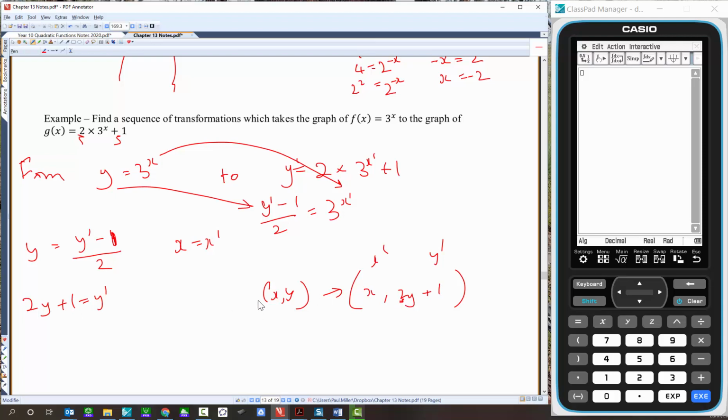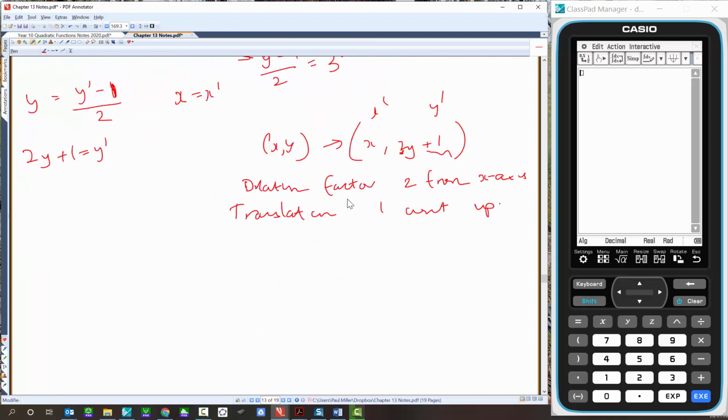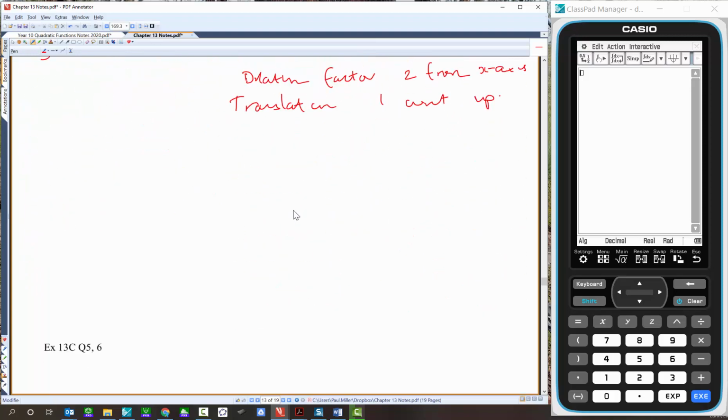All right, what's happened to y first? It's been multiplied by 2, which means it is a dilation factor 2 from the x-axis. This is a plus 1, this is a translation 1 unit up. Right, so there's your exercises 3C, questions 5 and 6.